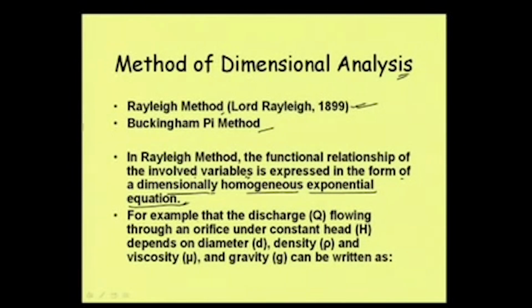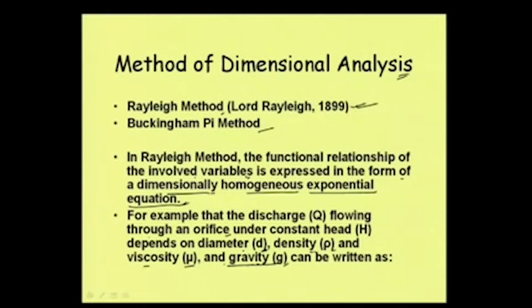For example, the discharge Q flowing through an orifice under constant head depends on the diameter d, the density rho, the viscosity mu, and the acceleration due to gravity g. And this can be written as this relation. Suppose we provide a constant head in a tank, and from the bottom of the tank we have an orifice, and through this we find that water is flowing.